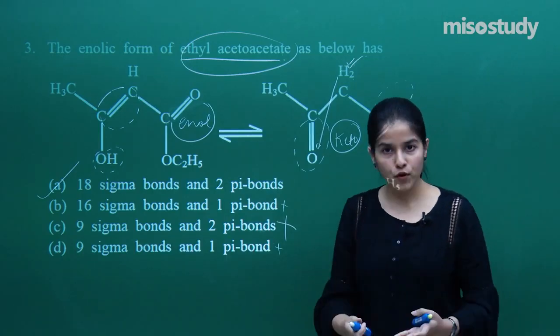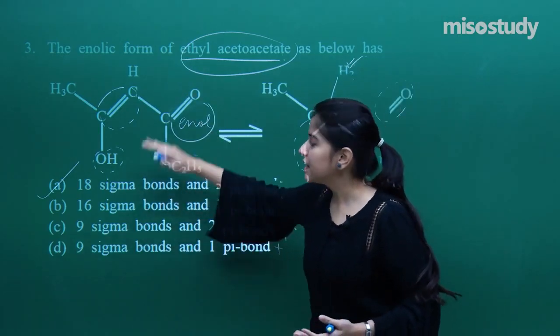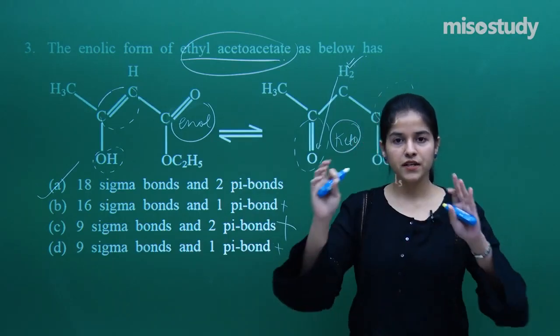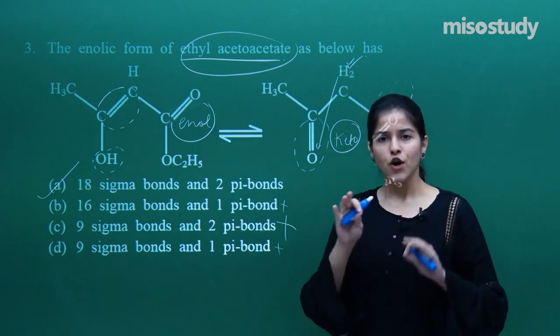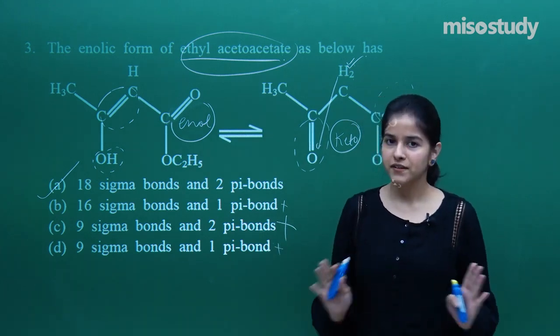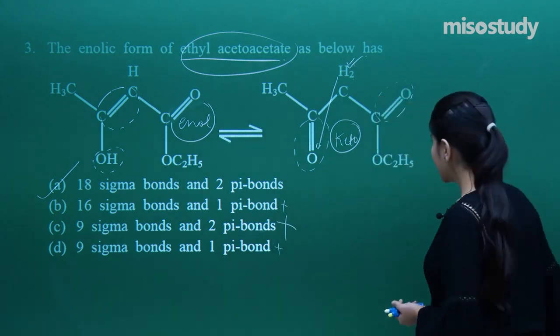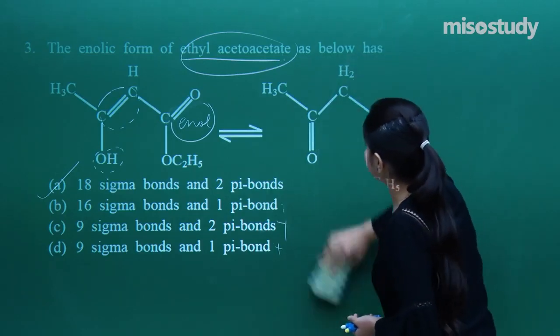If you have got some more time, you can completely recheck the answer by just counting all of the sigma bonds. Clear? Otherwise, you can just move on to the option number A, that would be correct. Clear? So that was quite an easy one.